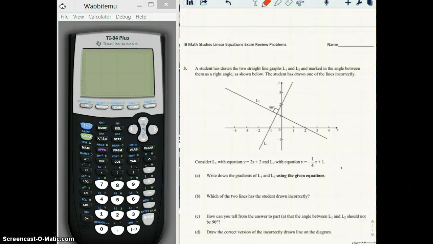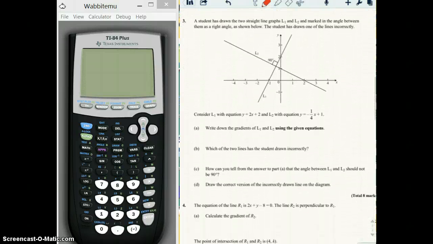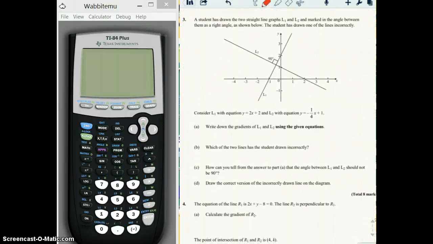Okay, number 3. A student has drawn a sketch of L1 and L2, marked in the angles as right angles. But one of the lines is incorrect. Let's figure out which one. If L1 is y equals 2x plus 2, and L2 is -1/4 x plus 1, which one of these does not match? Well, we can use the same technique as we just did and look at the slopes and the y-intercepts and see if they're about right.